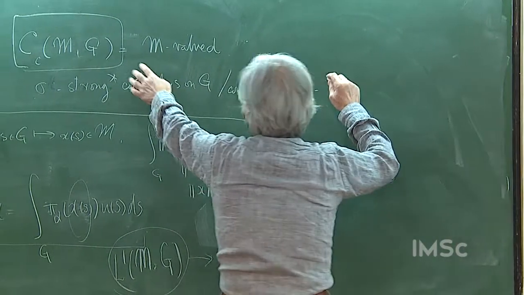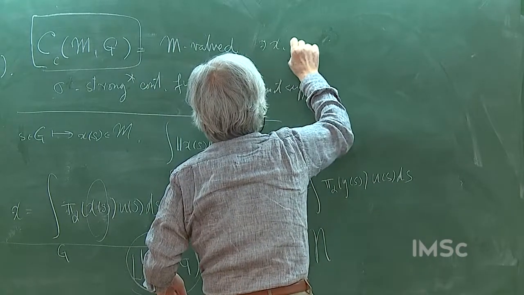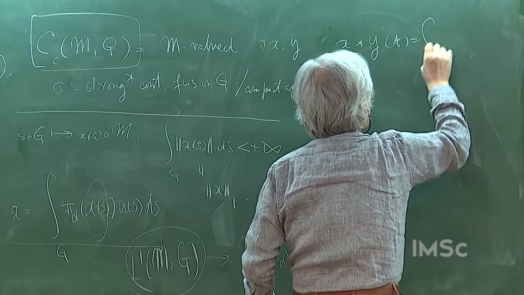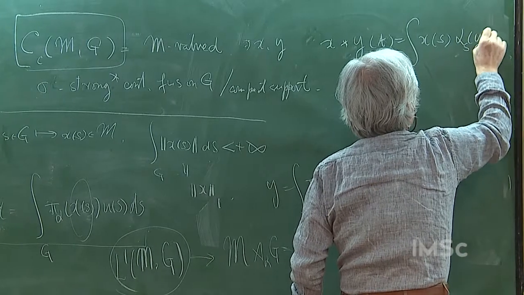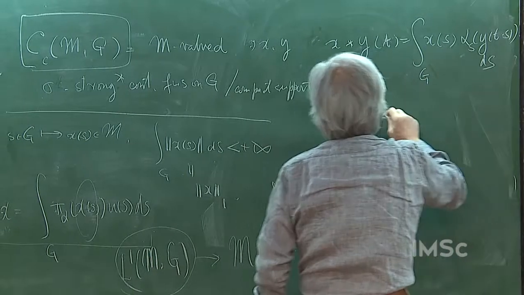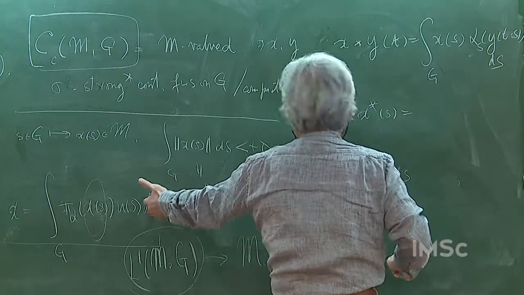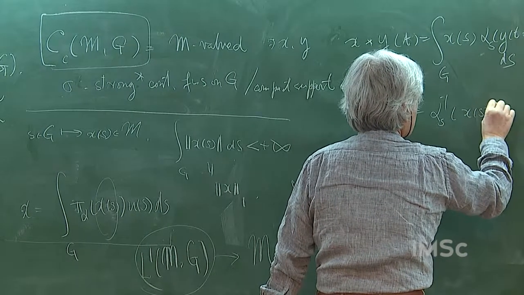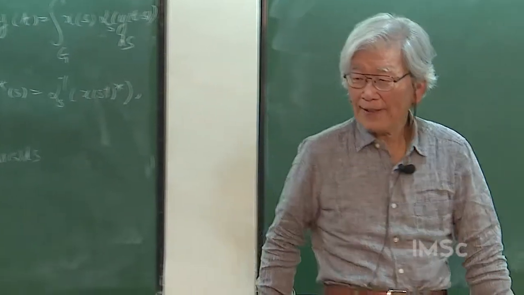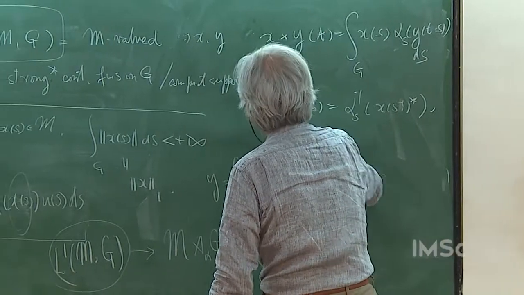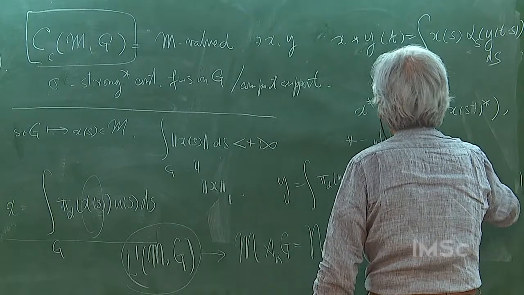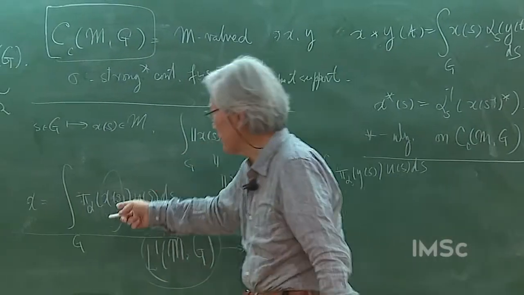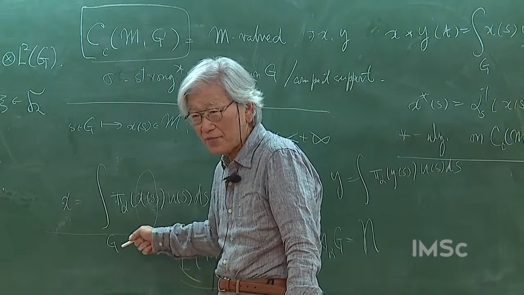With this in mind, we define the product of two elements: the convolution x * y evaluated at t will be the integral of x(s) alpha s of y(t minus s) ds. And x star of s equals alpha s of x(s inverse) star. So that's what you will have, the star algebra structure on this Cc(M, G). Then you represent this on this. This integral makes sense because x has compact support.